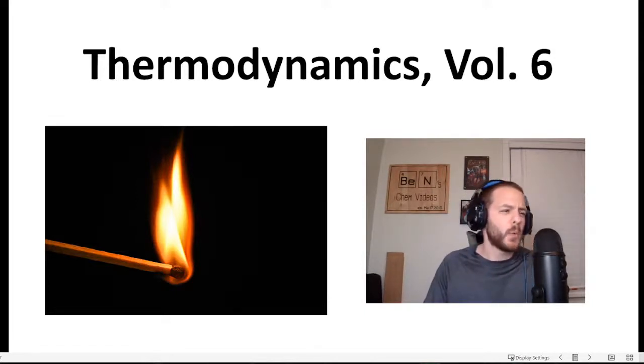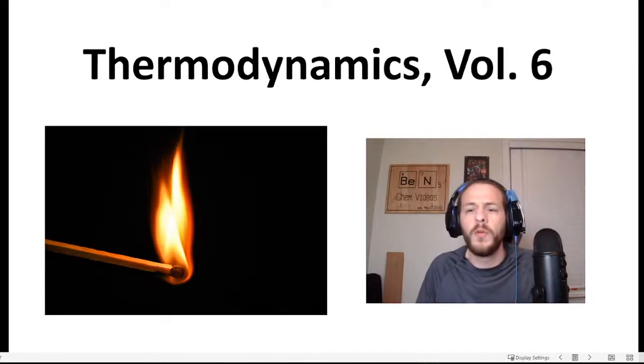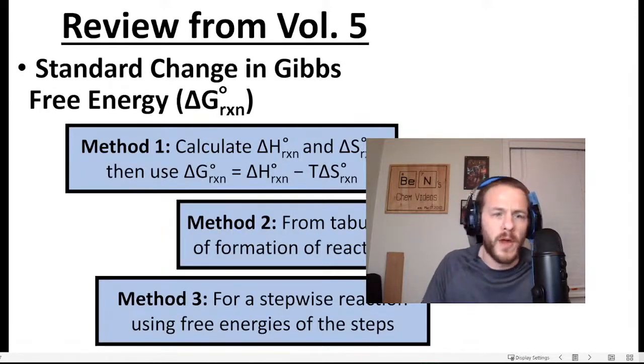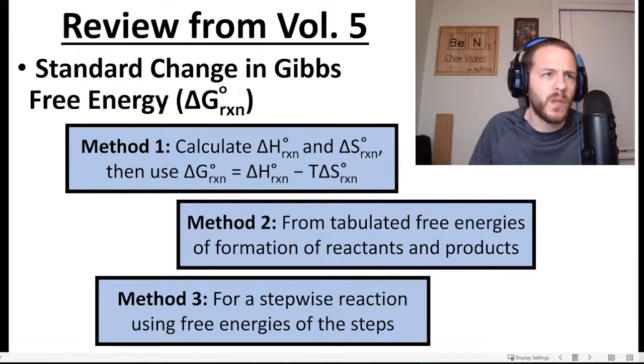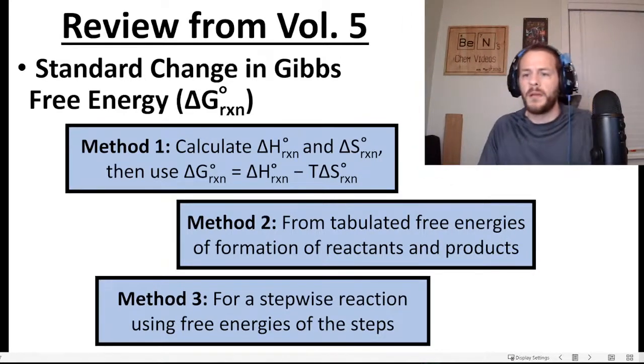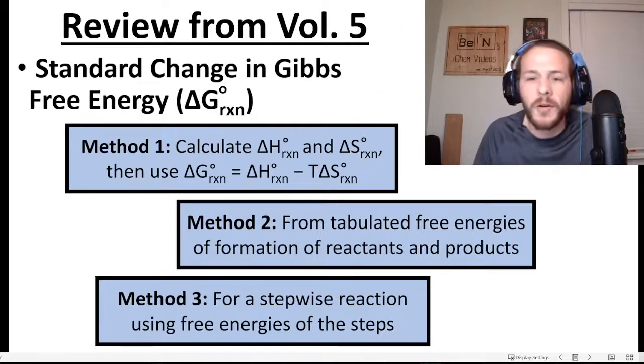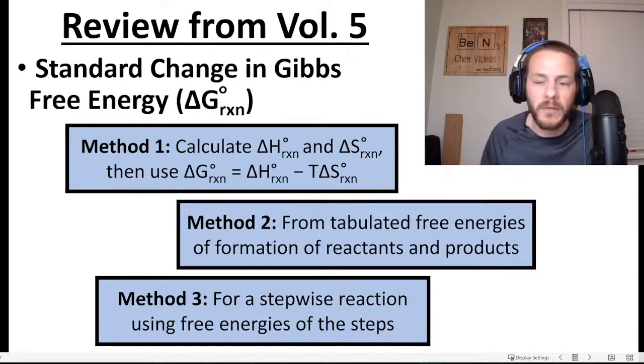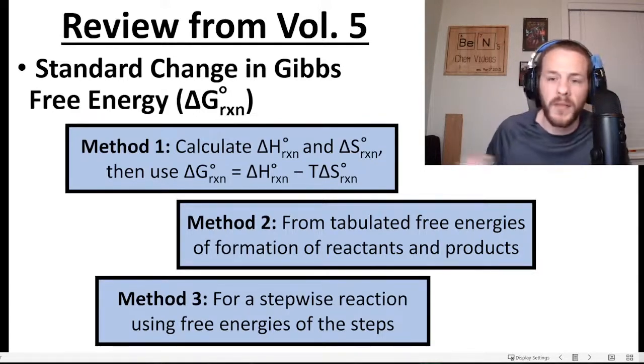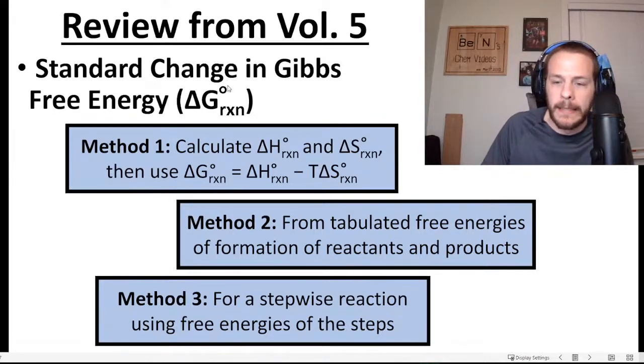All right, so we're going to kick things off by reviewing the content from Volume 5, which is what we did a week ago. So Volume 5 was all about a property called the standard change in Gibbs free energy for a reaction, abbreviated by the symbol ΔGrxn with that little degree sign up there.